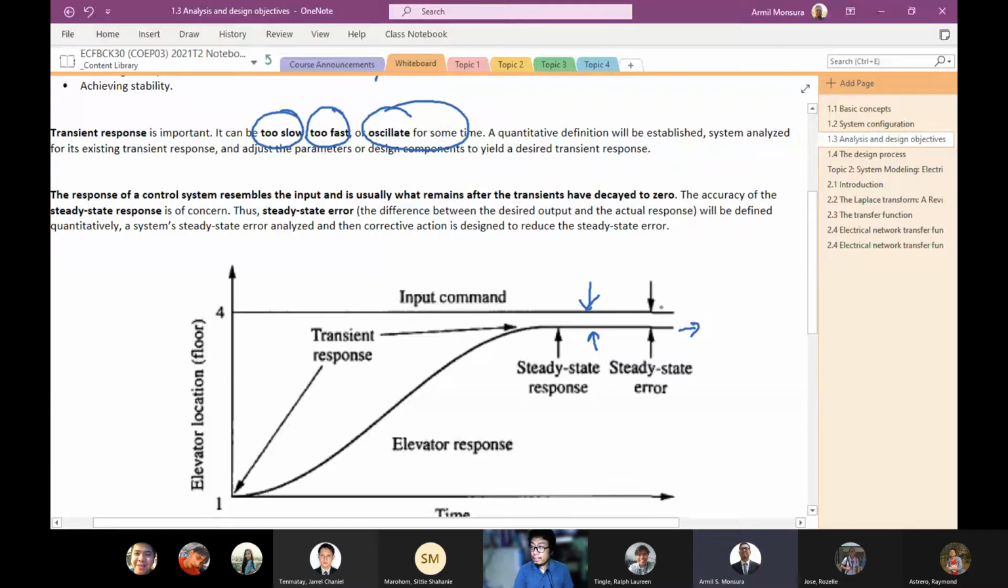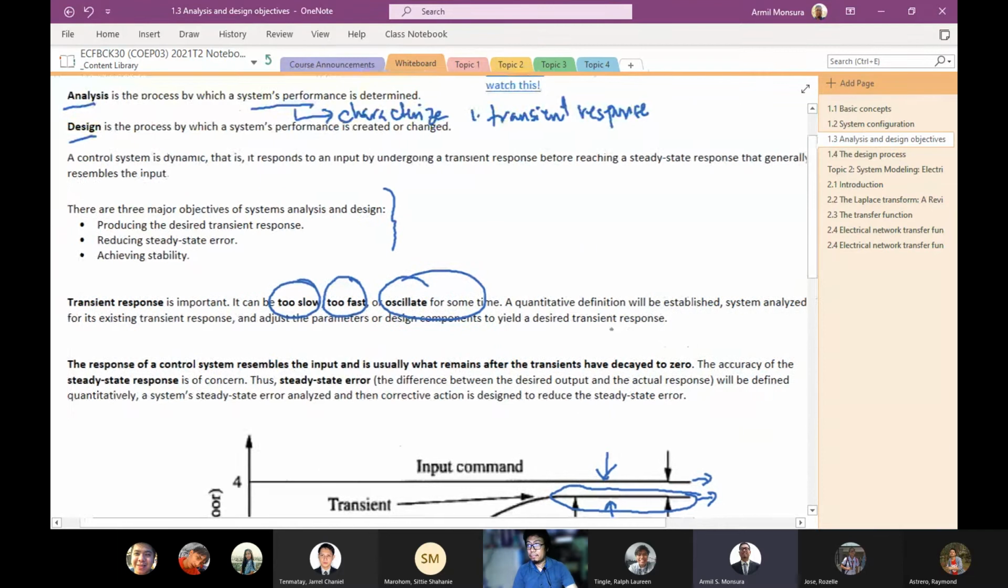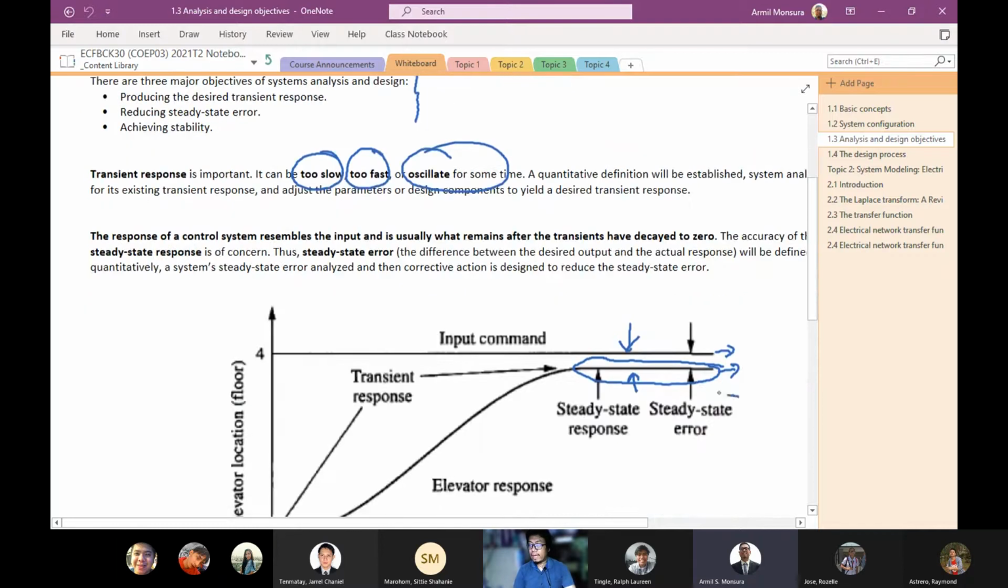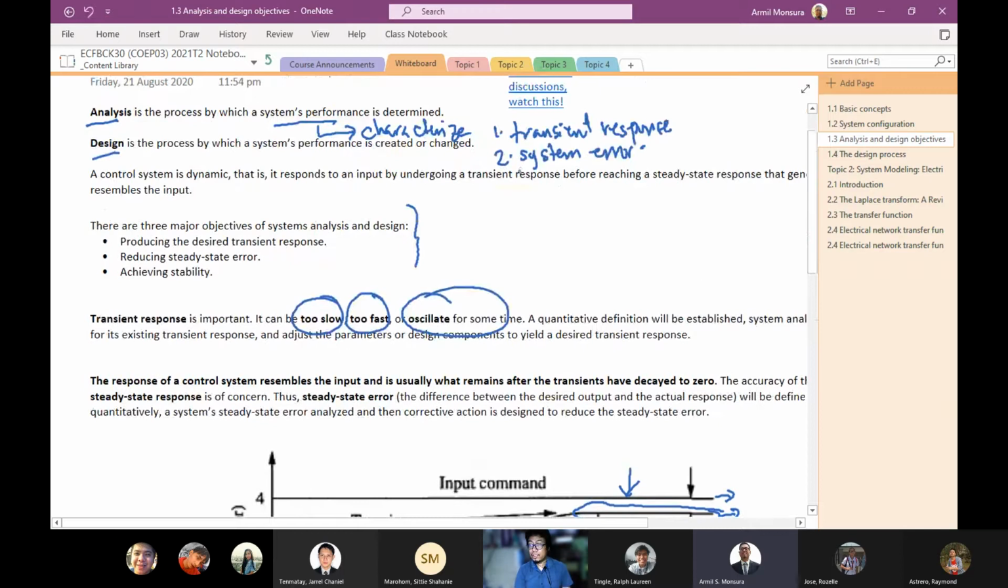Okay, your input command is this, but your system may just have an output that is something like this one. So, there is a gap between your command, your reference input, and your actual output. Okay, so that gap is what we call the system error. So that's another thing that we will have to characterize your system in terms of system error or steady state error. That's another term that we can use to describe that gap. Okay, steady state error. Okay, so we will characterize also your system in terms of that.